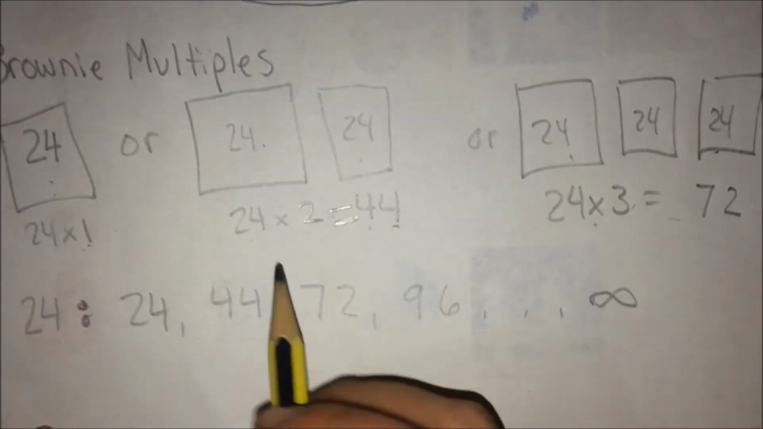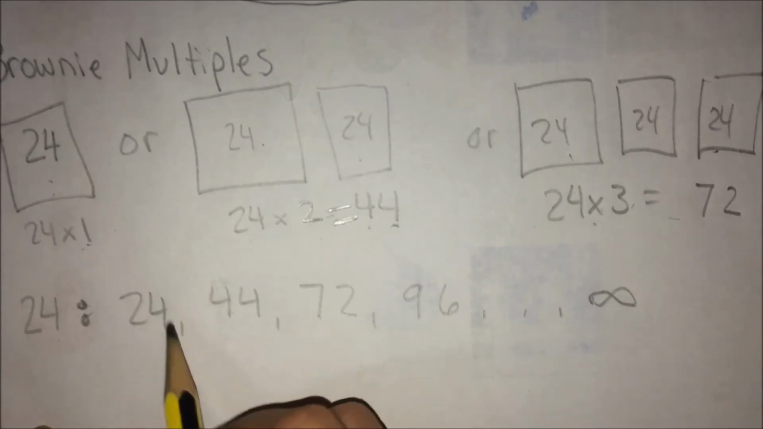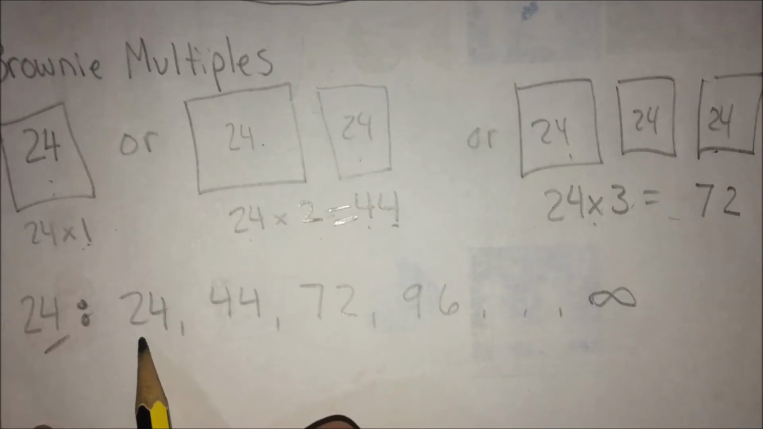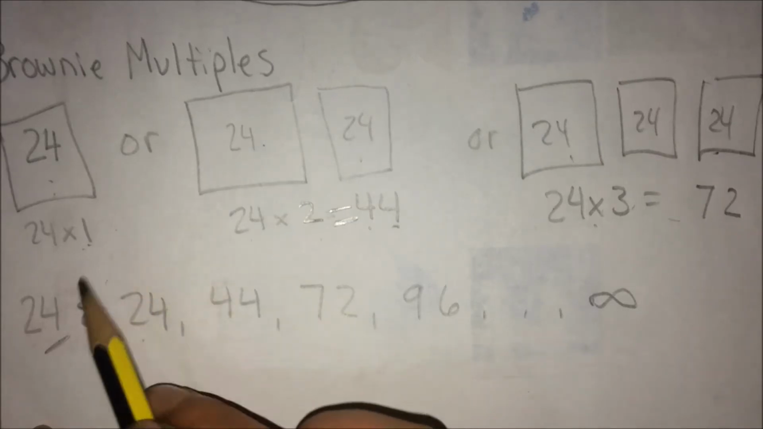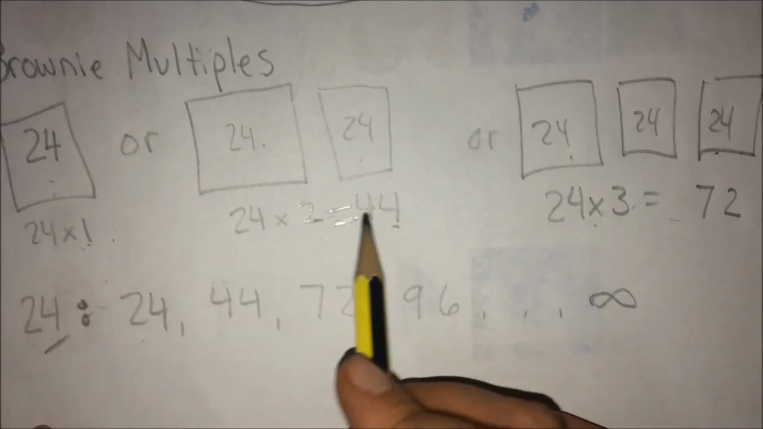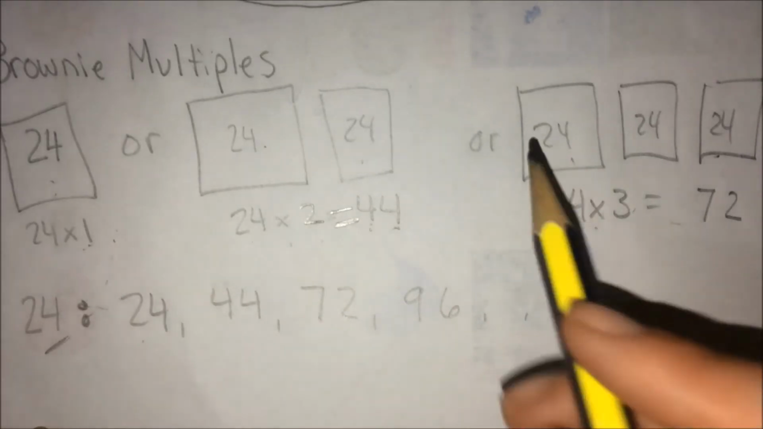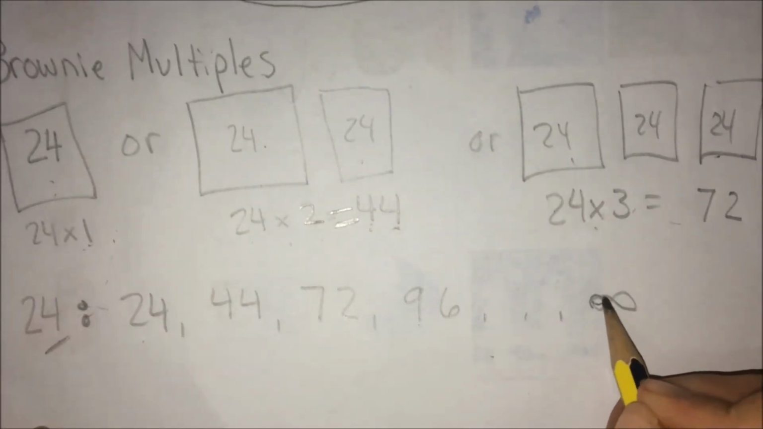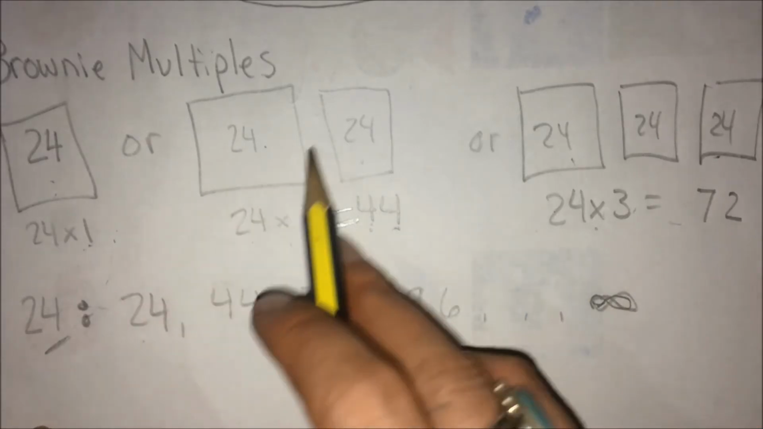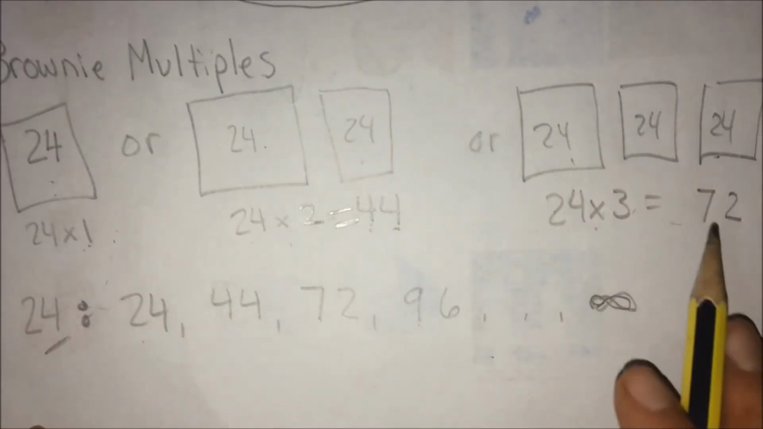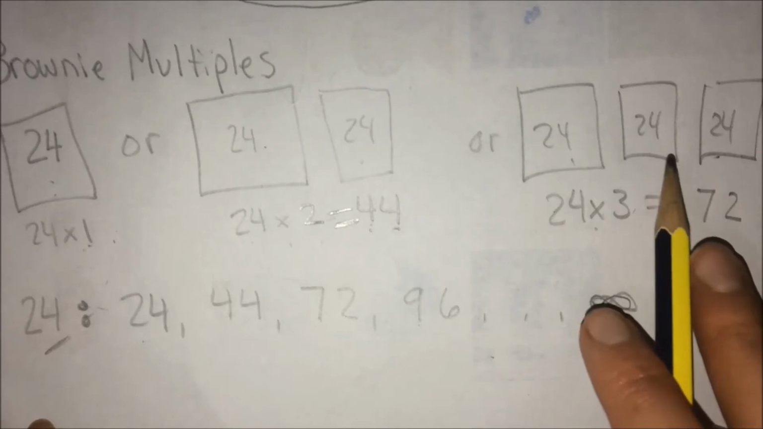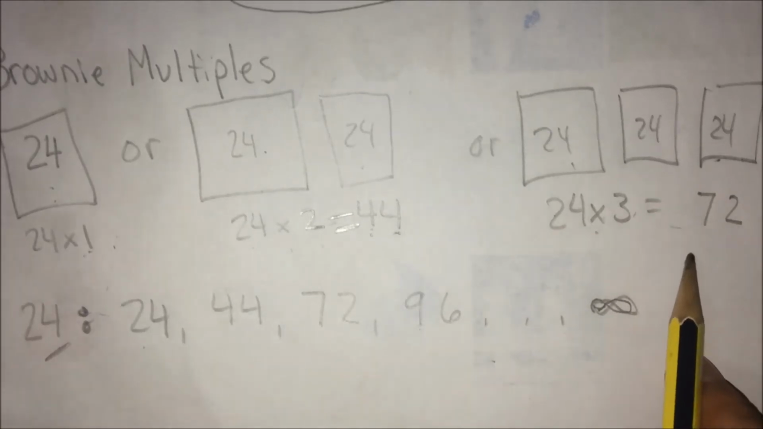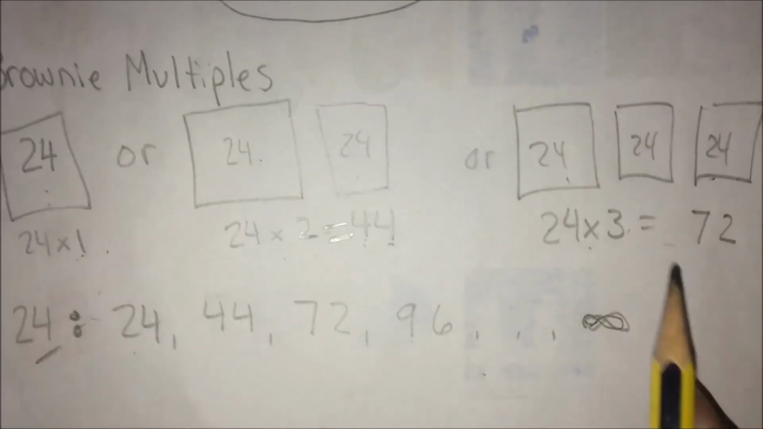So a multiple is any number you get from the original number times another whole number. So 1, 2, 3, 4, 5, 6, 7, 8, 9, 10, into infinity, you can keep going. It's like you can make as many batches of brownies as you want to, forever and ever, and I'll eat them all. P.S., bring me brownies. Yum.